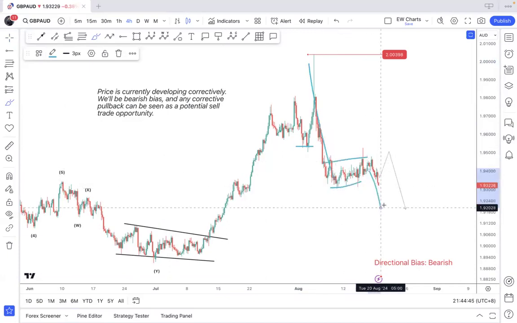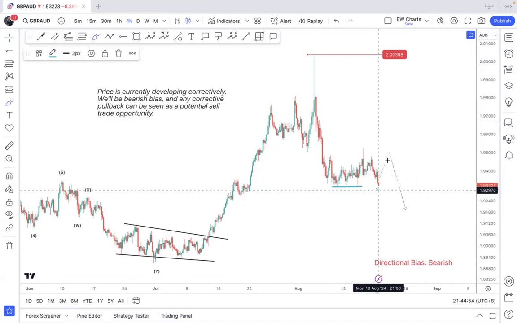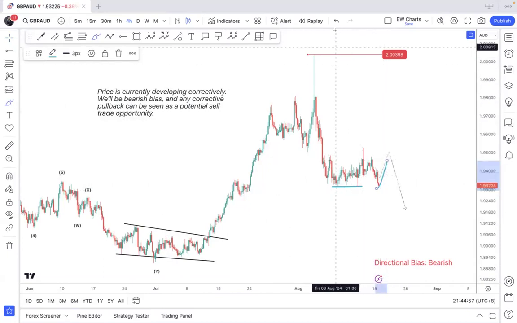Now pound odd over here, we have this impulsive leg, price breaks that, corrective development, seems like we are getting a push down already. But the thing you want to be careful on is that price can actually break this and come back up, right?